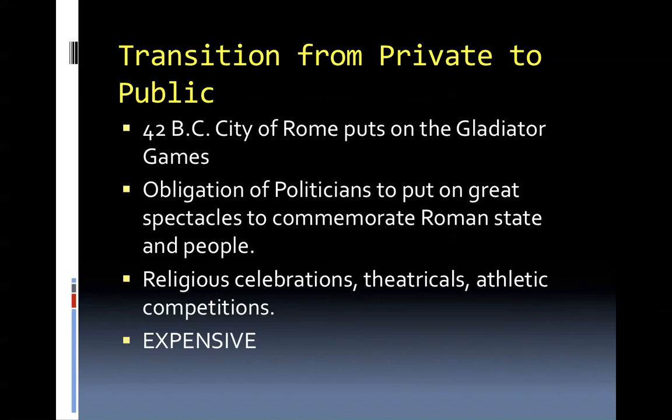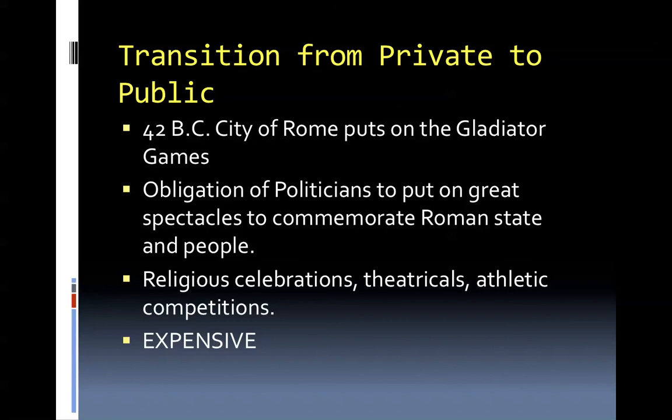This brings us to this concept of the gladiator games being somehow private, for the celebration of an individual family member, to a public event. In 42 BC, the city of Rome itself puts on gladiator games. And that's the first time we see a public event of this sort.